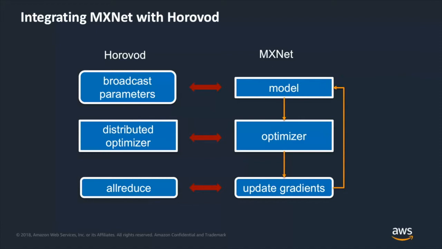Okay, so this is a high-level picture of how we integrate MXNet with Horovod. On the right-hand side is the current execution flow of MXNet. Basically, we have a model. We send the parameters to the optimizer, calculate gradients, and update. On the Horovod side, first we need to broadcast the parameters to all the hosts. And then it has a distributed optimizer, which is derived from the MXNet optimizer. It's an object wrapped around the MXNet optimizer. And then finally, it has the Allreduce operation, which is used to calculate the gradients across multiple hosts and update the hosts with the average gradients.